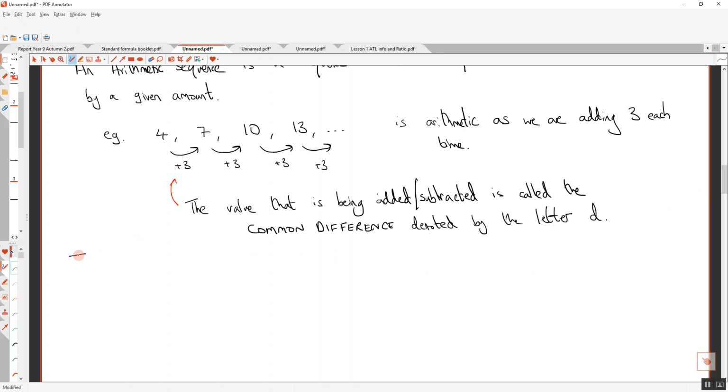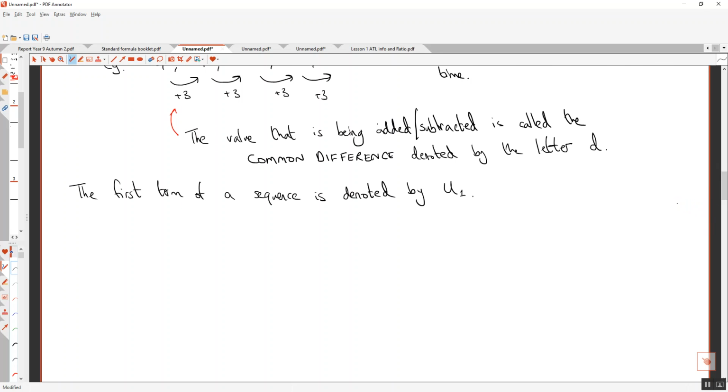All right. Some more notation. The first term of the sequence is denoted by a U with a little subscript 1, okay? So U1 is the first term. You all aware of that? You all seen that before? What's the second term? Good. Third term? Excellent. The nth term? Un. Right, okay, good.